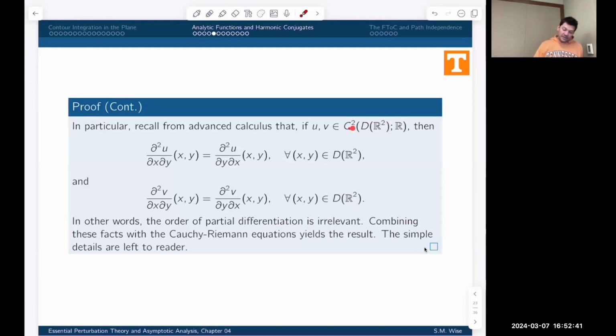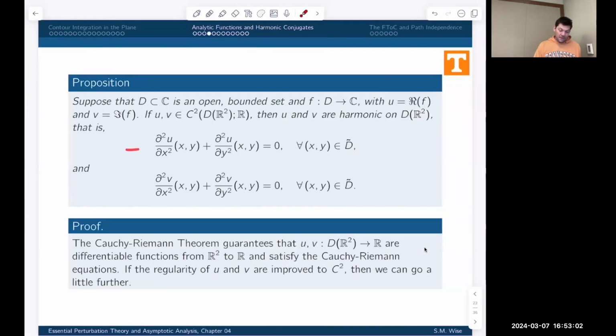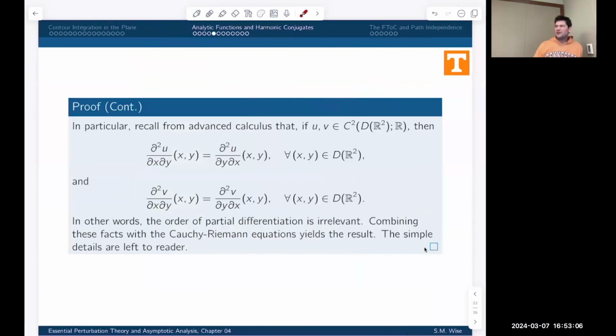Yeah, and I believe you need the C2. If it's just differentiable, then you don't necessarily get it. And of course, I need it to be twice differentiable because I need to take a second derivative. Now you can just use Cauchy-Riemann, and replace these derivatives in a certain way, and you can show that you get this harmonic formula. So I'll leave that detail up to you guys. I thought about giving it as a homework assignment, but it's a very simple one.